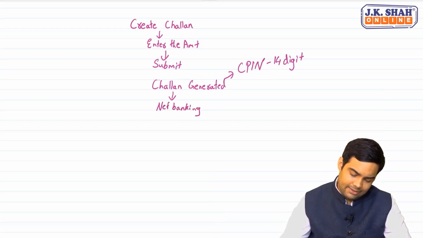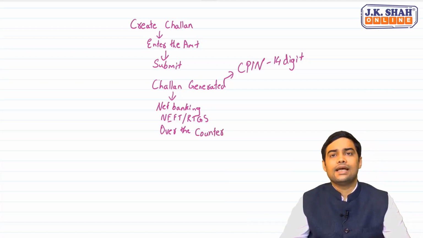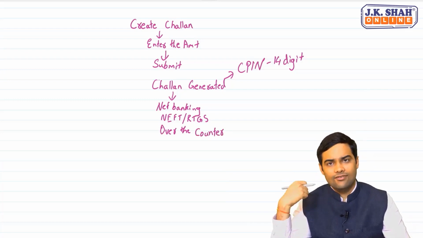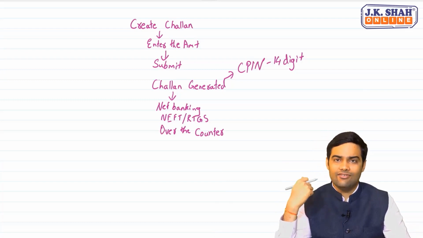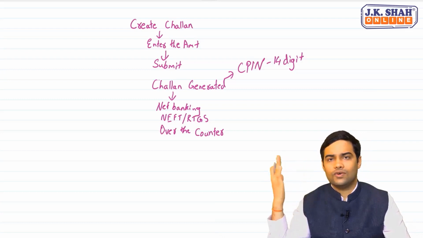You can make the payment through NEFT, RTGS. You can also make the payment through over the counter. Now sir, what is this over the counter? Over the counter is by going to the bank, giving cash, giving cheque, giving demand draft and getting the challan paid. That is called as over the counter.